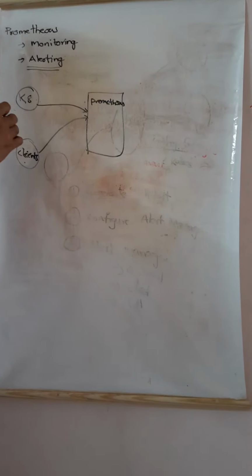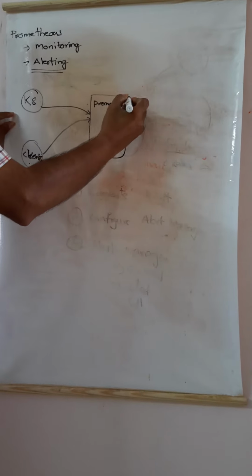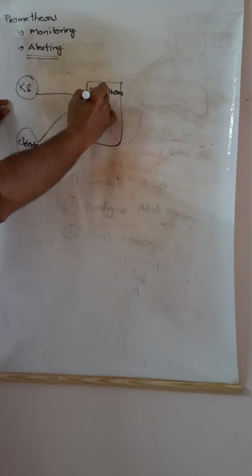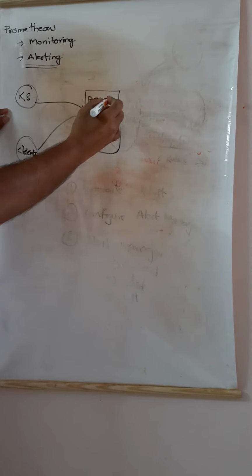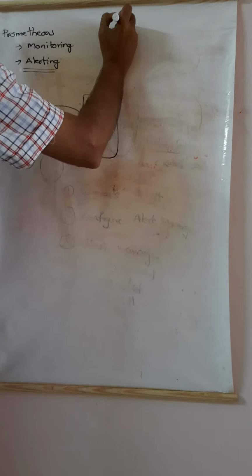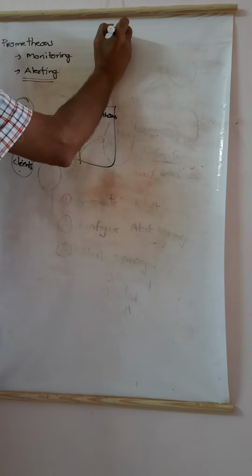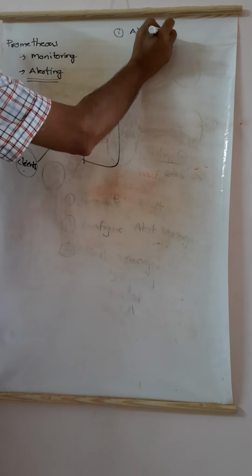In Prometheus alerting, we can divide that into three subsections. One is configuring the Prometheus metrics data for alerts using the rules. So one is the rules, alert rules.